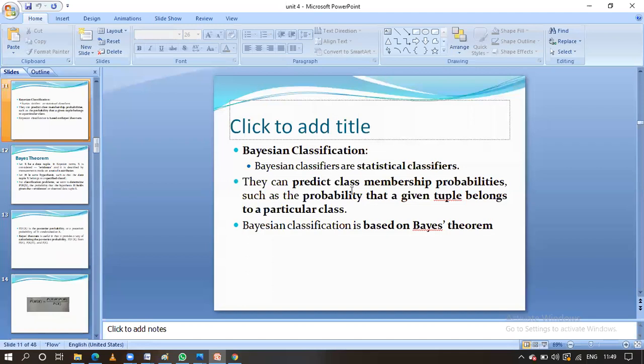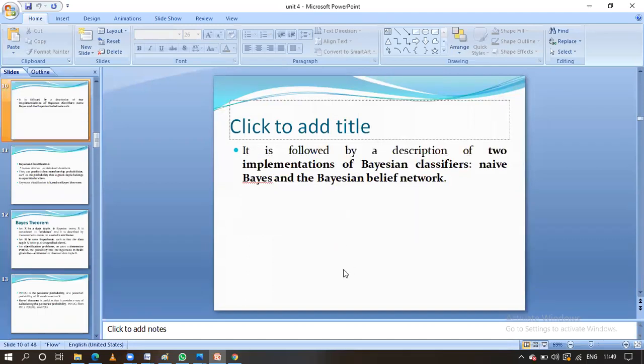Here, this one. The overall Bayesian classifiers, if they ask, we have to write about the Naive Bayesian classifier as well as the Bayesian belief network. These two things will come under Bayesian classifiers. In the exam, if they ask about Bayesian classifier, we have to write down the Naive Bayesian classifier that we have discussed till now, and the next one is the Bayesian belief network. You also have to write it when they ask the question related to the Bayesian classifier.